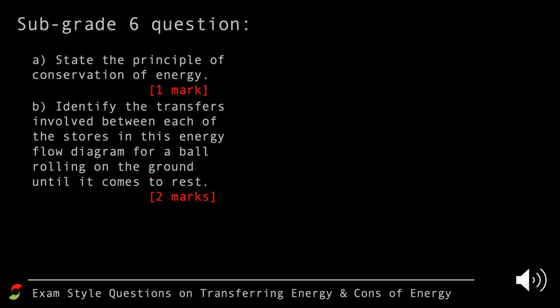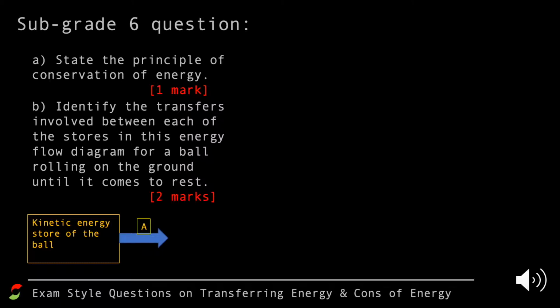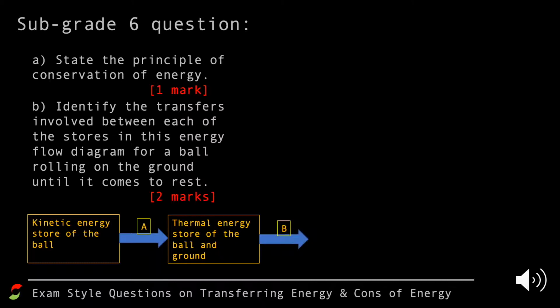So the rest of the question looks like this. Stores are going to be presented in boxes. So the ball, when it's rolling, has a kinetic energy store. The arrow represents an unknown transfer, which is part of the question, so we have to identify what that transfer is. That kinetic energy store is transferred to the thermal energy store of the ball and the ground. Then there's another transfer represented by that arrow, and that's what we have to identify as well. And then we have the thermal energy store of the surroundings. So that's the question in its entirety.